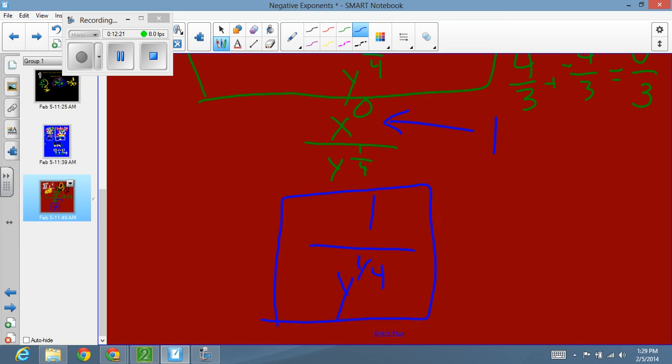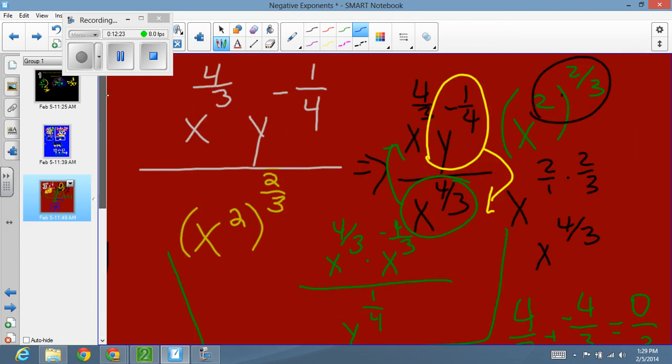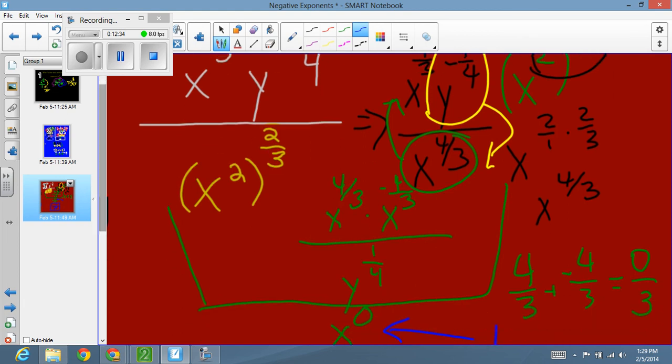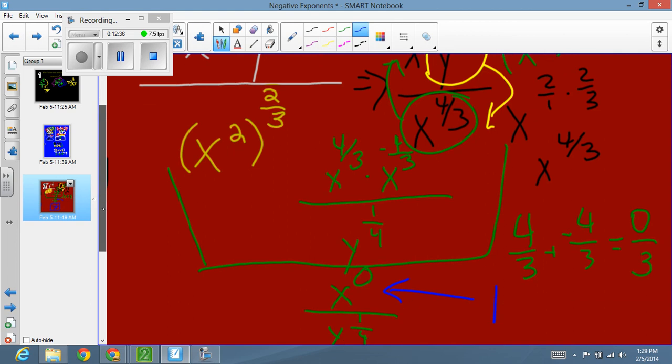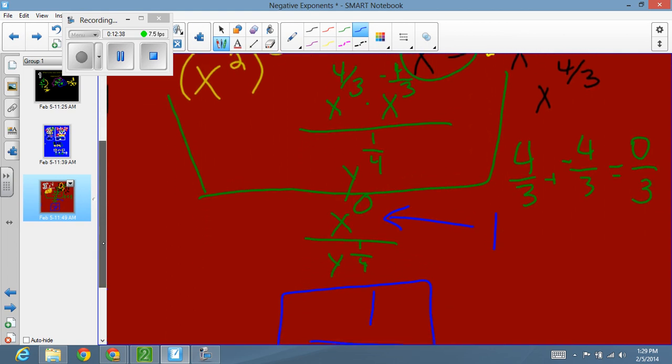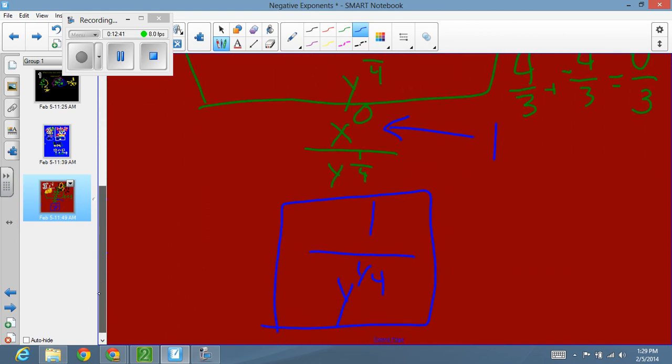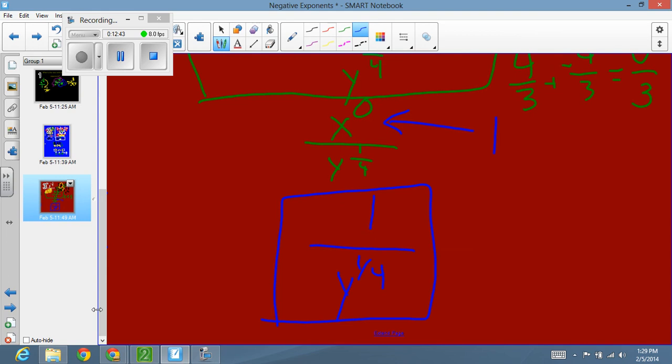All right, that's probably something you want to write down in your notes. Anything to the 0 power is equal to 1. So what we did here was we moved variables so I could combine. When I combined my x's, I got x to the 0. Well, anything to the 0 power is equal to 1, so we put a 1 in its place, and our denominator just remained y to the 1/4 power.